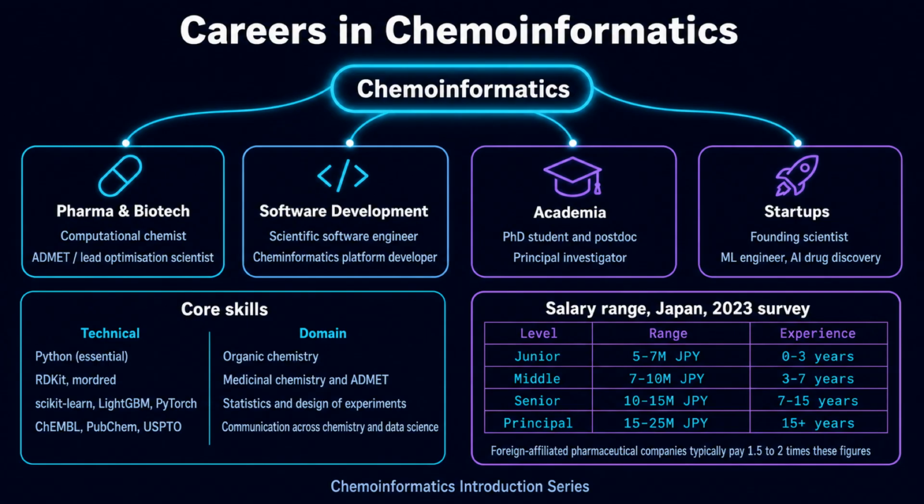Core skills you need: Python programming is essential. Machine learning knowledge is increasingly required. Chemistry understanding provides domain expertise, and statistics helps you evaluate models properly. To give you a concrete anchor, a 2023 survey of the Japanese market put junior roles at 5 to 7 million yen, mid-level at 7 to 10 million, senior at 10 to 15 million, and principal scientists at 15 to 25 million, with foreign-affiliated pharmaceutical companies typically paying 1.5 to 2 times those figures.